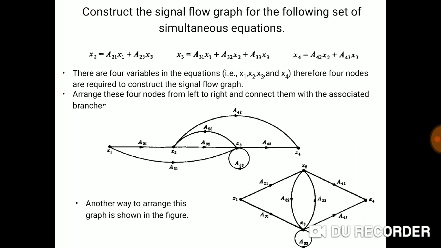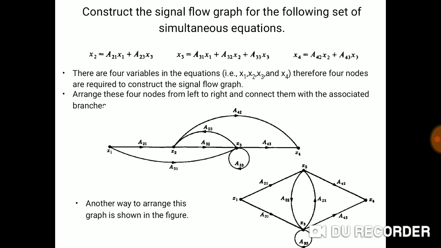Here we will consider some simultaneous equations and the signal flow graph, and how we are going to construct the signal flow graph with the help of the simultaneous equations. We have shown three different equations: X2 is equal to, X3 is equal to, and X4 is equal to. X2 is equal to A21 X1 plus A23 X3. X3 is equal to A31 X1 plus A32 X2 plus A33 into X3. Another equation, X4 is equal to A42 into X2 plus A43 into X3.